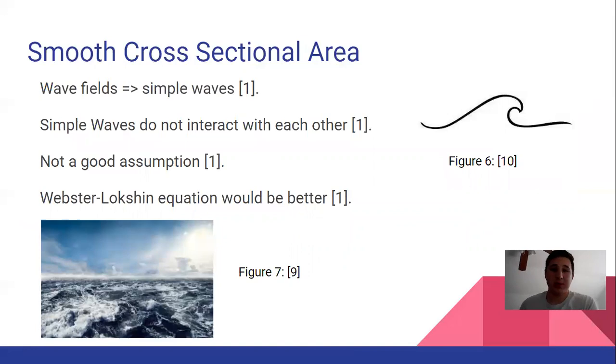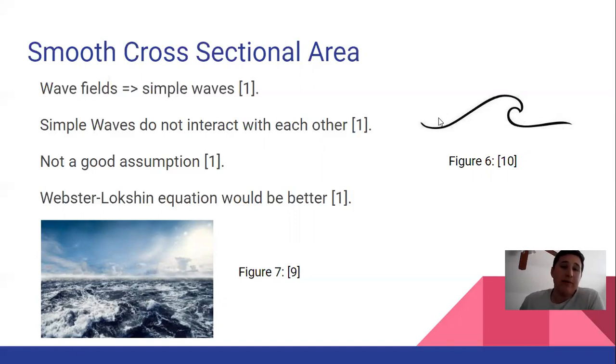And finally, smooth cross-sectional area. This has to do with as you are going axially along your brass instrument's pipes, if there's a cross-sectional area change of that pipe, you assume it to be smooth. Now what this allows you to do is to assume your sound wave fields to be simple waves, which I like to imagine like this 2D wave right here. It doesn't really interact with anything else. It just kind of does its own thing.